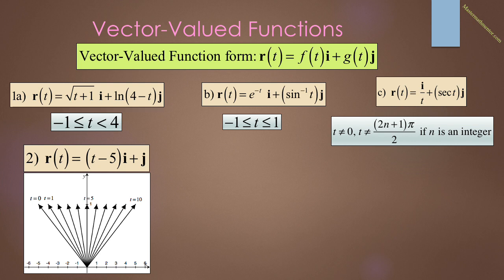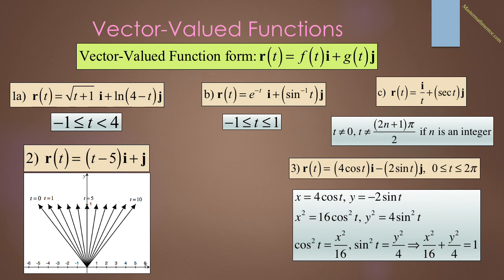In vector-valued functions, we are usually interested in the path of the endpoints of the vector. And since the vector has a constant for the j part of it, the path would be the line y is equal to 1.